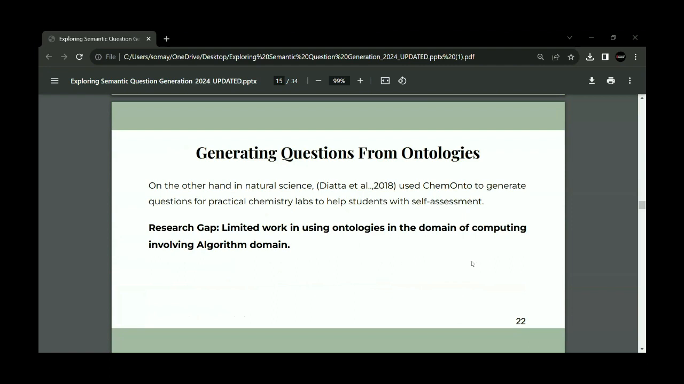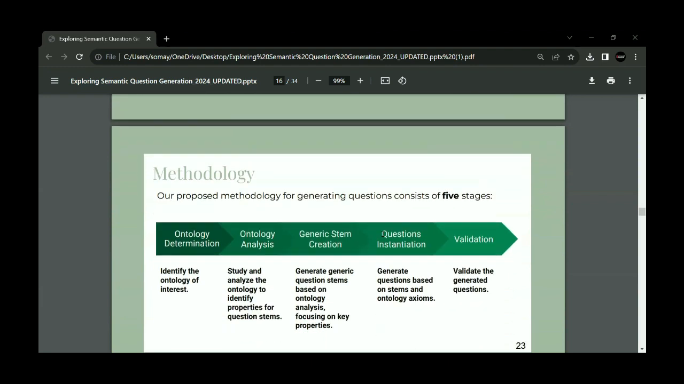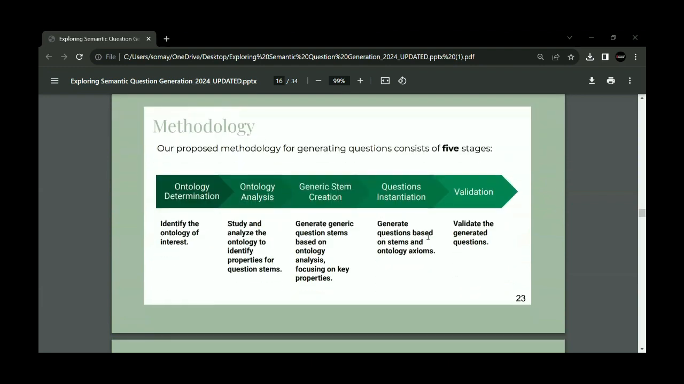with self-assessment. But the research gap was that there is limited work in using these technologies in the domain of computing involving the algorithms domain. So our proposed methodology for generating questions consists of 5 stages: ontology determination, ontology analysis, generic stem creation, question generation, and validation.